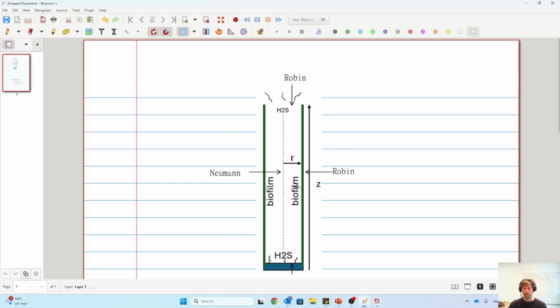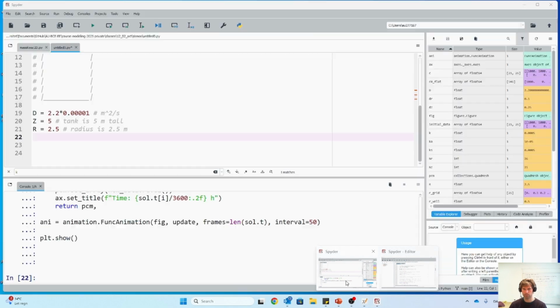On the right side, we will now assume that we have a biofilm that consumes H2S on the surface. So we will have a balance between the flux and the reaction rate at the right boundary. So this would be a Robin boundary condition. Now let's get back to Spyder.